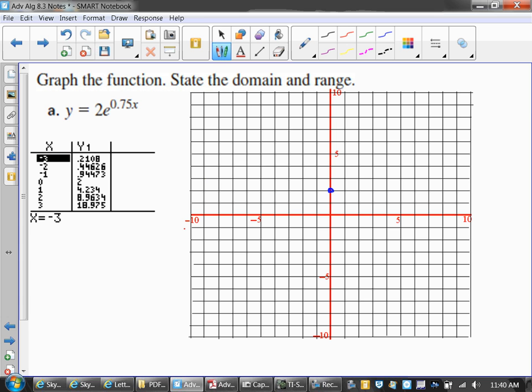So all you have to be able to do here is get a rough idea. At 1, it's at 4 point something. At -1, it's at a little less than 1. And then it's tailing off. So it's doing this. Where is the asymptote here? 0. Very good.